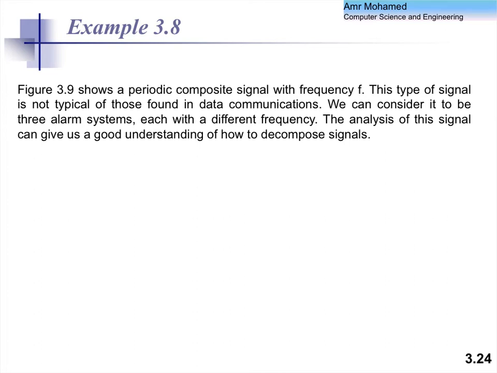So the figure that we will show on the next slide shows a periodic signal and its composite signal, which is basically the summation of the three signals that we had before, and it looks a little bit weird. This type of signal is not typical in data communication, but we can consider it to be three alarm systems.